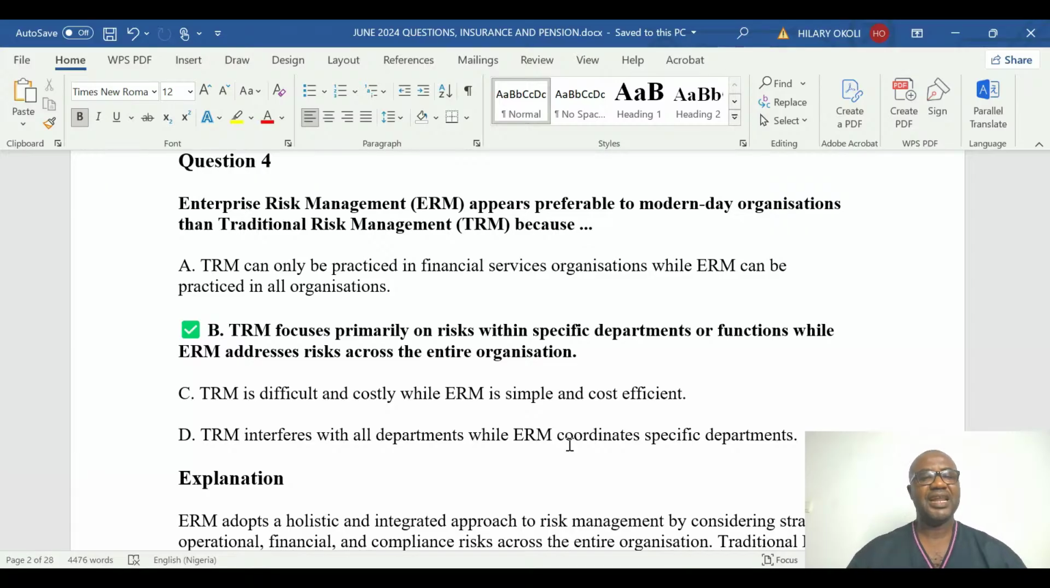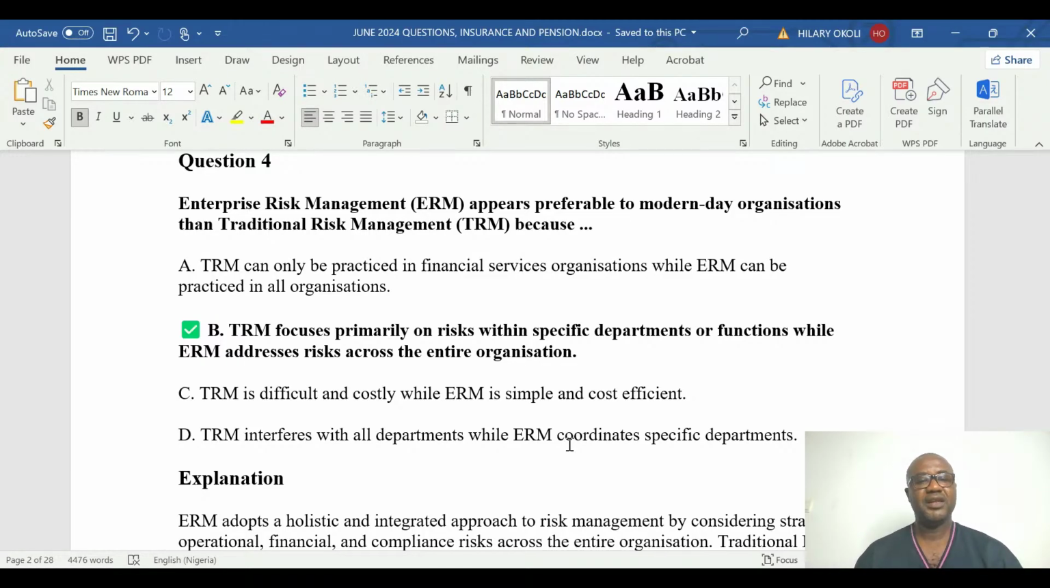We discussed this in the class. So this is key: enterprise risk management is more strategic, and we even had board members in a discussion in the class. It's more strategic and organization-wide, but traditional risk management is sometimes departmental or unit-wide, confined. So that is the answer.